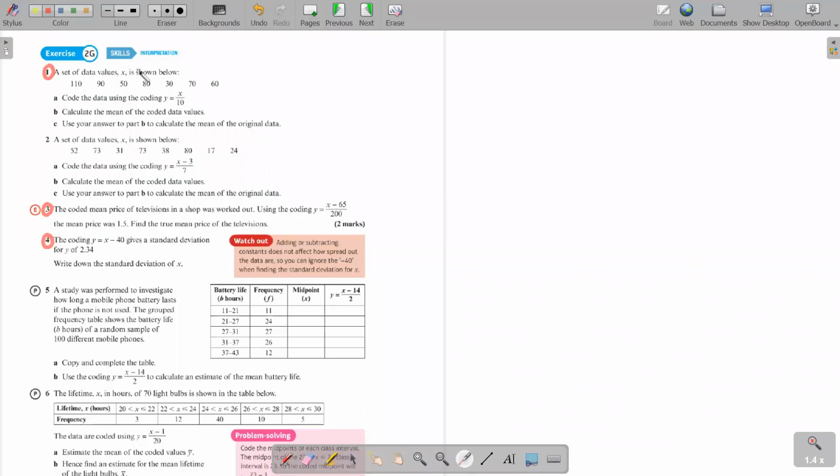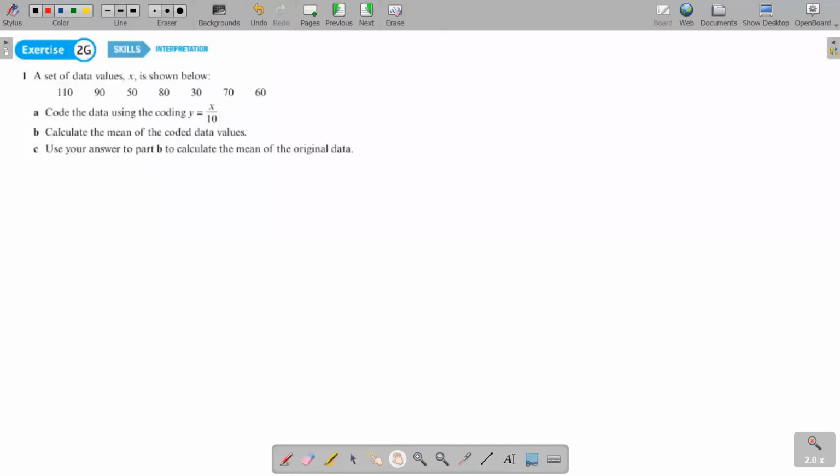Okay, now let's go for the sums. So we'll move on to exercise 2G. I'll be doing a few selected questions here. Let's go to question number 1. They say a set of data values x is shown below. Okay, so they've given you the values here. You can see it's in a random order, right? Anyway, we are saying code the data using the coding y equals x over 10.